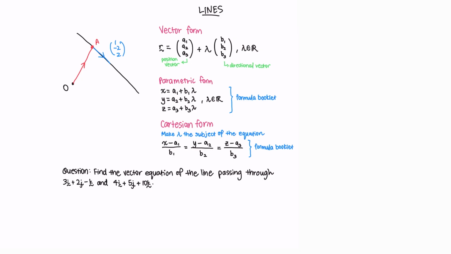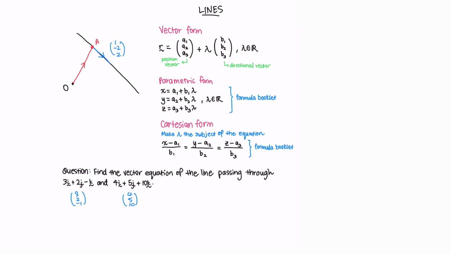Now, let's do a question. Find the vector equation of the line passing through these 2 points. Again, revision. These 2 points are just (3, 2, -1) and (4, 5, 10) in terms of column vectors. We want to find the vector form of the line. That means we need one position vector and one directional vector. We already have 2 position vectors here, so actually we can use any one.